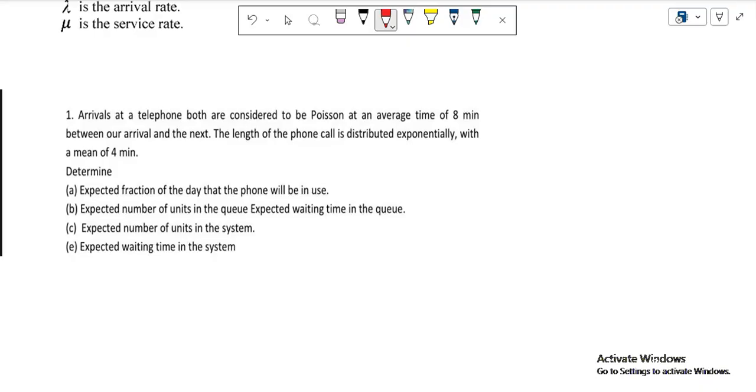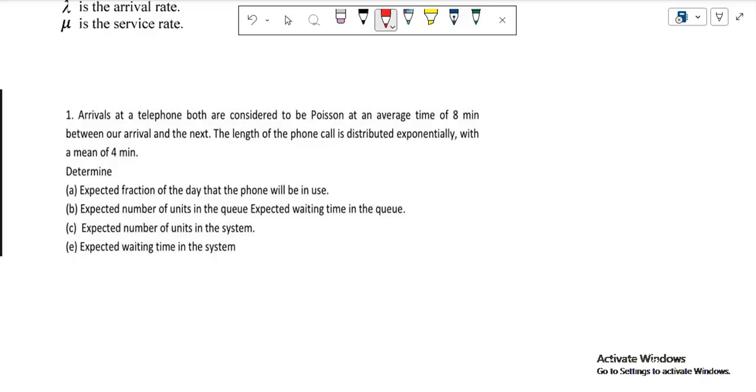So the service time in this case is 4 minutes. It takes 4 minutes for a telephone booth to maintain a call. So the call is on an average of 4 minutes, while it takes 8 minutes from one client to another.